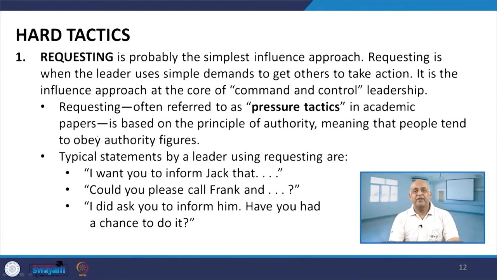Like, I want you to inform Jack, or could you please call Frank, right? And I did ask you to inform him, have you had a chance to do it? It is not like, I did ask you to inform him, whether you have informed him or not. No. This is not the terminology or the communication you will use. It is, have you had a chance to do it, right? So it is very polite, and whenever this politeness is there, then we say the leader is influencing the behavior of the follower by requesting.